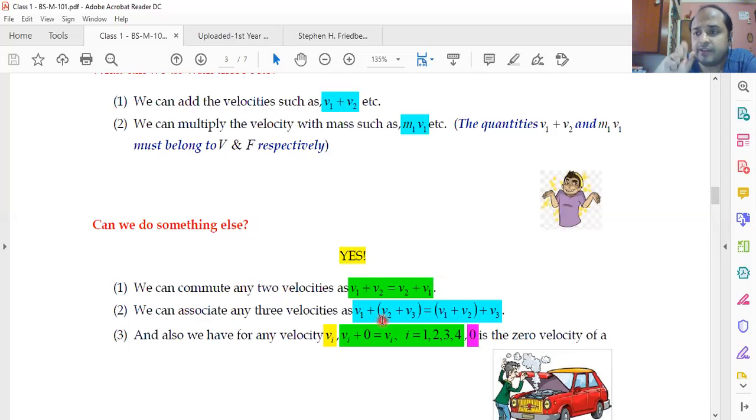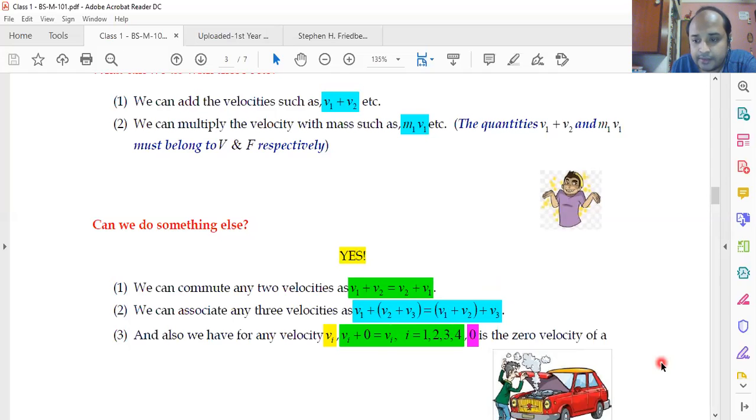Then I can take three velocities together and I can associate the velocities in the following manner. I can associate two velocities together inside the bracket, and they're added. The velocity which I get after addition, I can attach to v1, or I can contain the two velocities v1 and v2 together inside a bracket, and then I can attach this to the velocity v3. This property is called the associativity property.